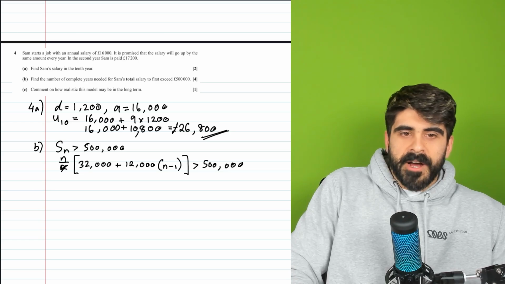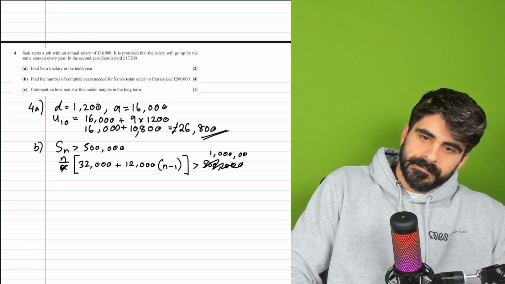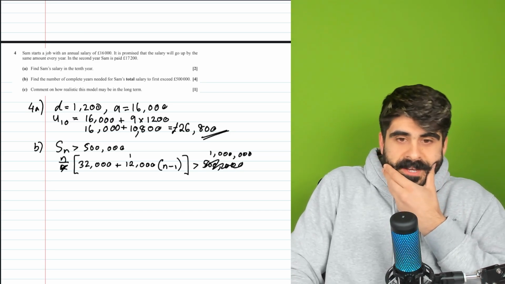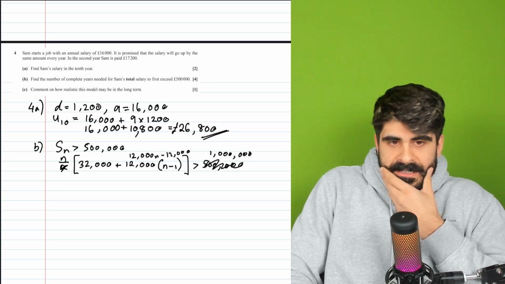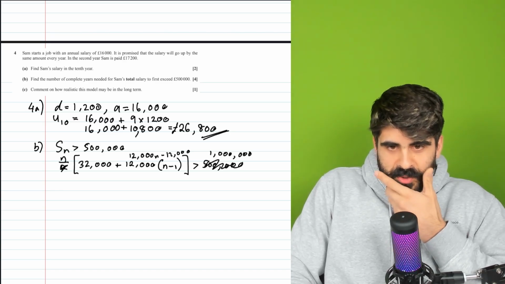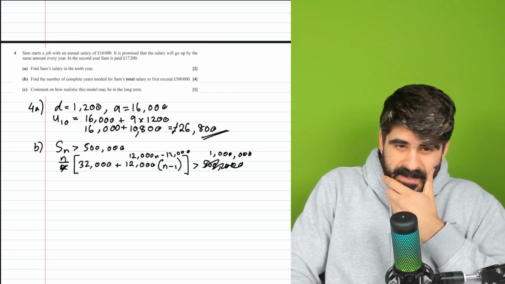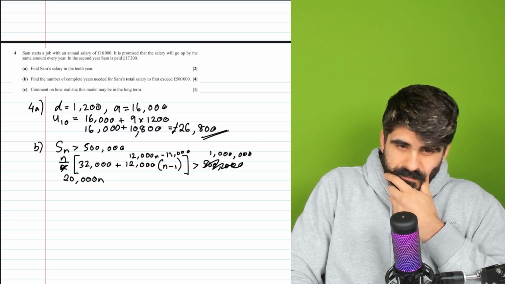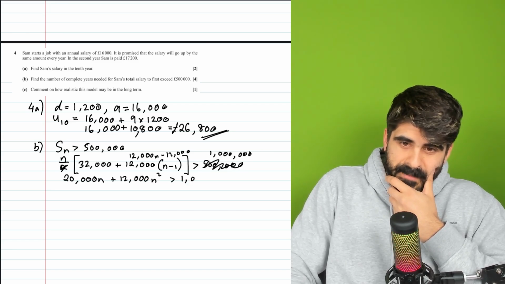Times it by 2, we're talking about a million. So we get, what is that? 12,000n minus 12,000. What is 32,000 minus 12,000? 20,000. Then we're going to times it by n. So 20,000n plus 12,000n squared greater than 1 million.